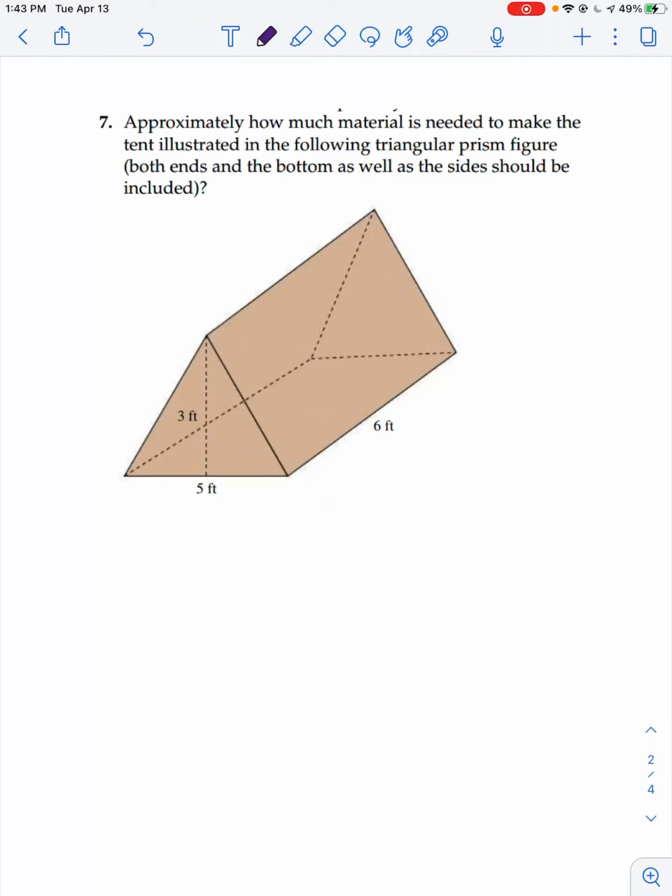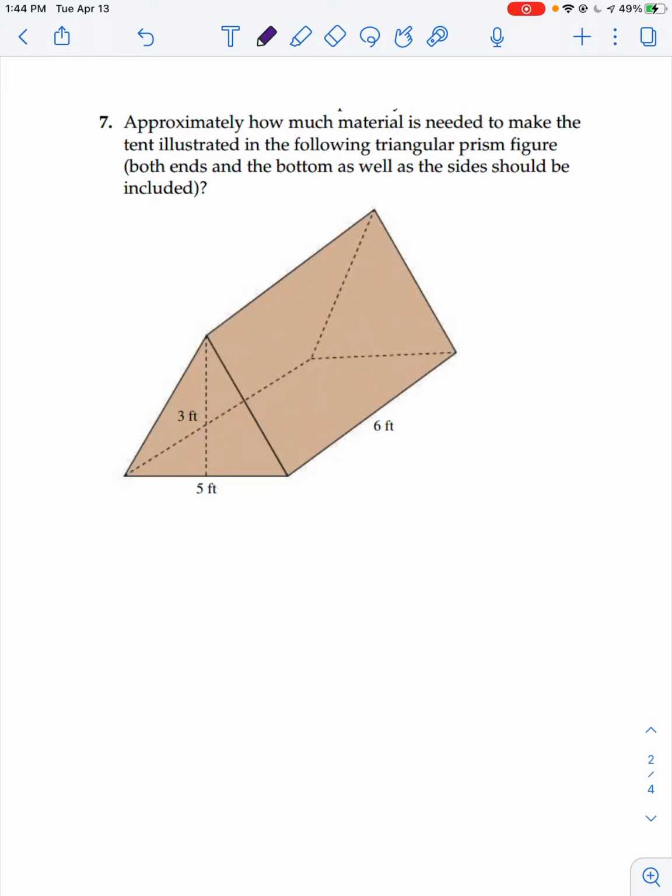So here's part 2 of the surface area portion of this video. I'm looking at how much material is required to make this tent. Now, that is really just code for find the surface area. So again, I'm going to think of this tent as a net.